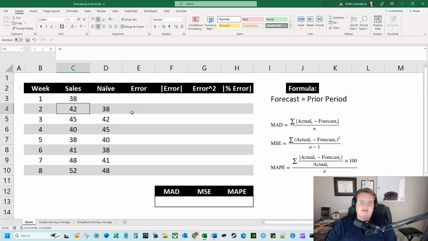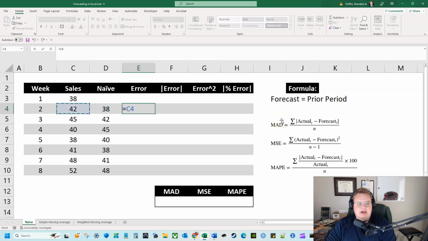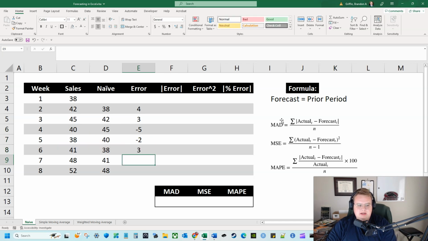And when you plot that on a line, it's a lot easier to see. So let's go ahead and calculate that error. That is going to be our sales minus our naive forecast. That is 4. Let's do 45 minus 42. Let's do 40 minus 45. That gives us a -5. 38 minus 40 is -2. 41 minus 38. And then let's do 48 minus 41. And lastly, let's do 52 minus 48.